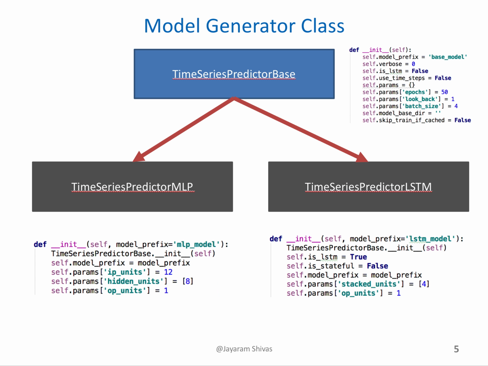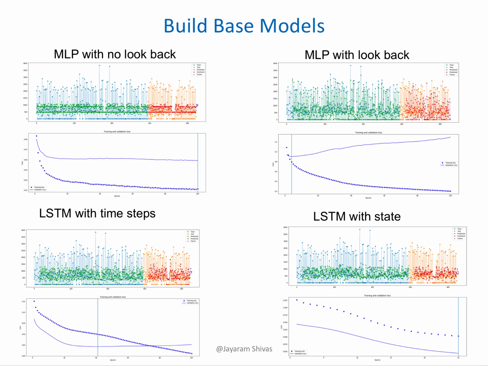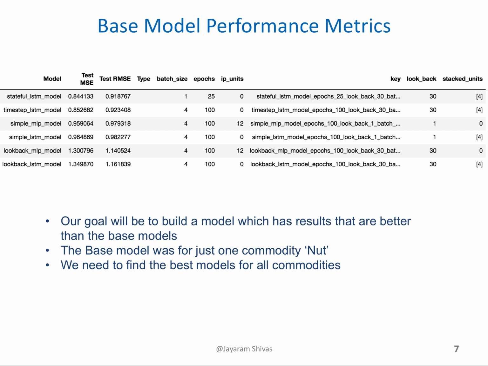So what we did was, instead of using the Keras model directly, we built a wrapper class, a model generator class, which using parameters could build the model dynamically. Our base model was to build a bunch of simple models and apply them to one of the commodity data sets and come up with some performance metrics, and then our goal was to beat these metrics and to find models which could be better performing than this.